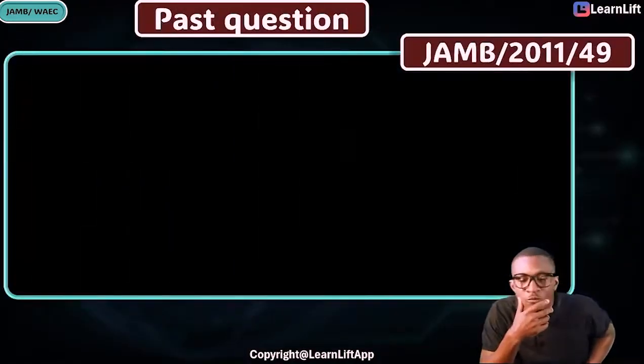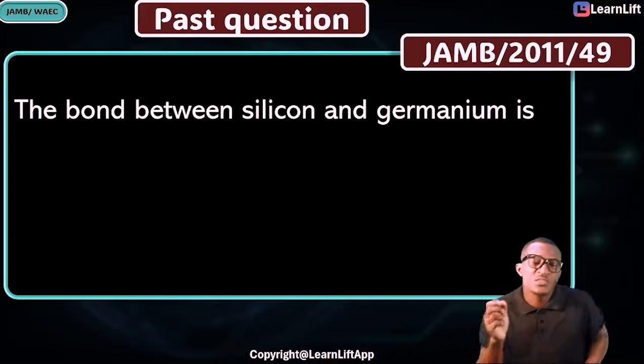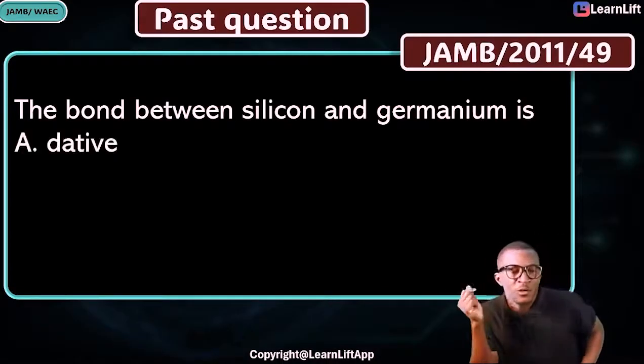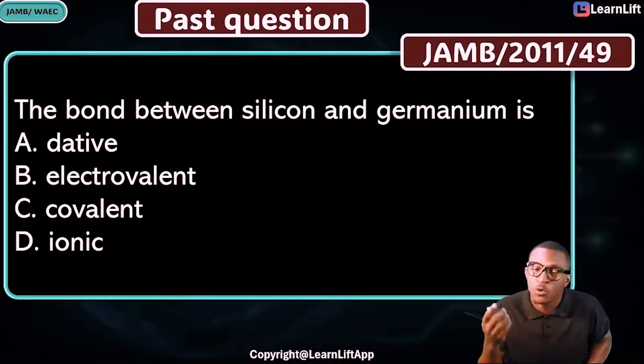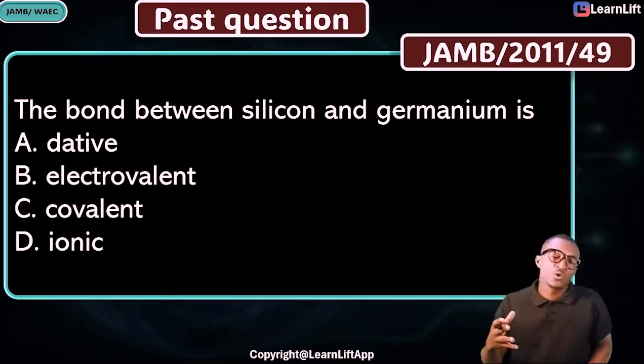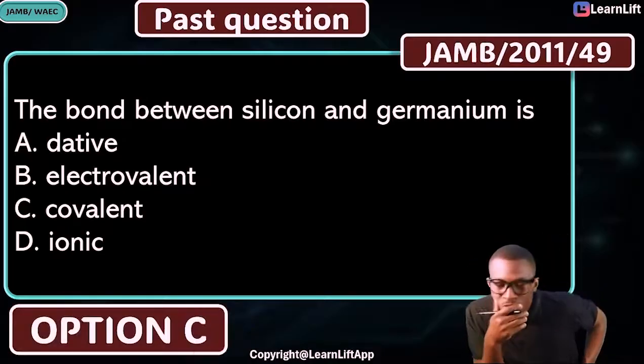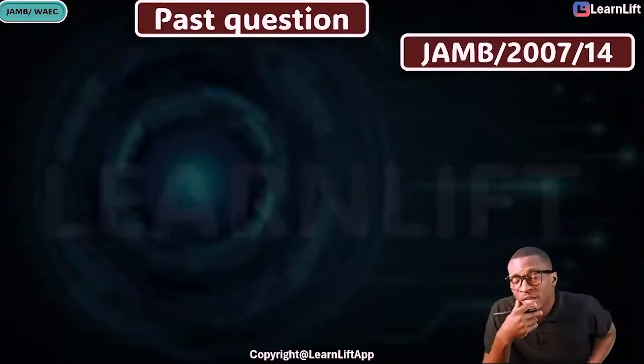Let's see JAMB 2011 question 49. The question says the bond between silicon and germanium is: A, electrovalent bond, C, covalent bond, D, ionic bond. Of course, silicon and germanium are semiconductors. Therefore, the bond is a covalent bond.